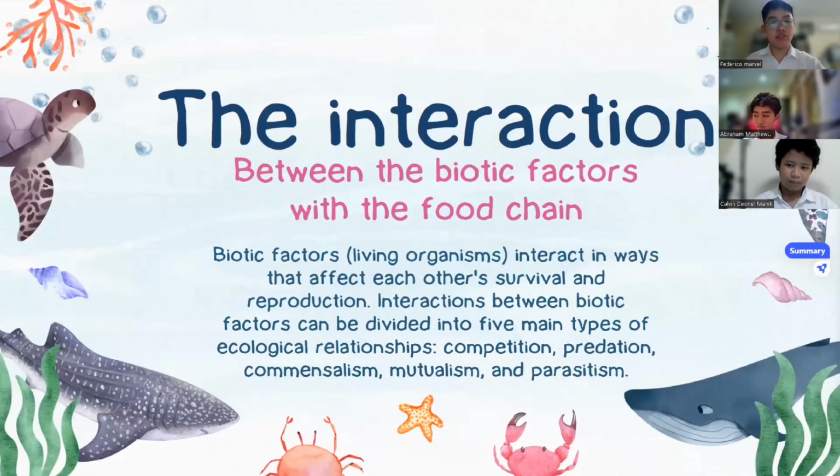The interaction between the biotic factors with the food chain. Biotic factors interact in ways that affect each other's survival and reproduction. Interactions between biotic factors can be divided into 5 main types of ecological relationships: competition, predation, commensalism, mutualism, and parasitism.